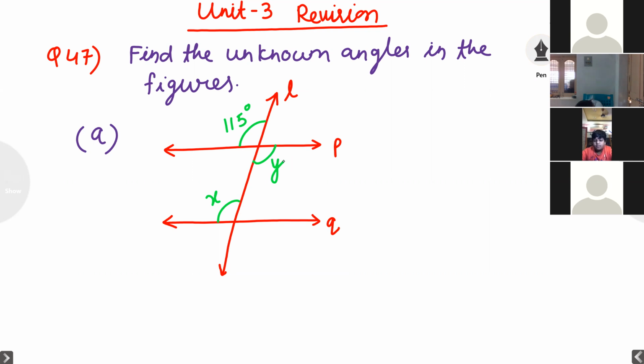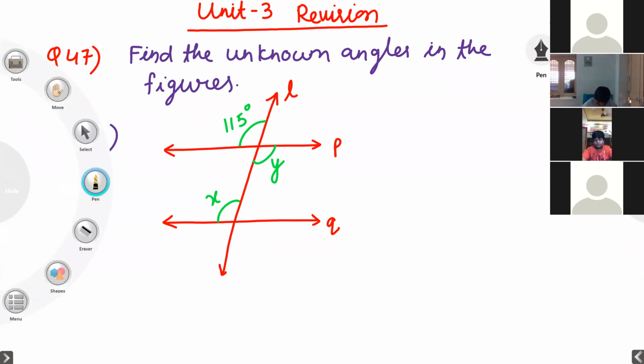In this figure, you are observing, students, 115 degree and X. What is the name of both angles? 7 shape or F shape angle. Corresponding angle. X is equal to 115 degree. Y is a corresponding angle. Note down.